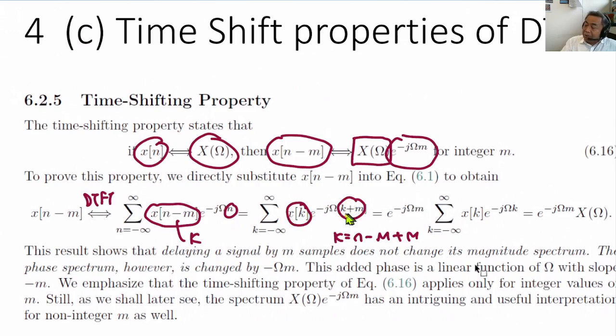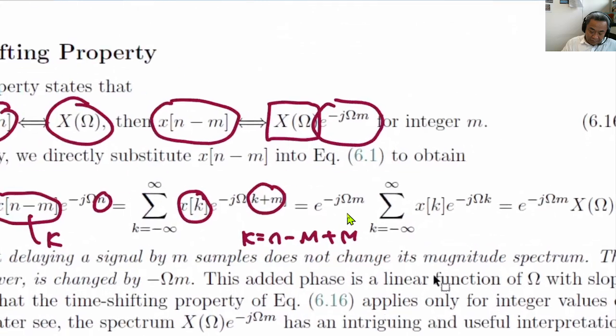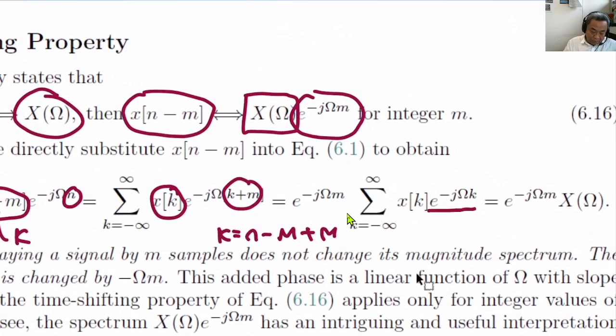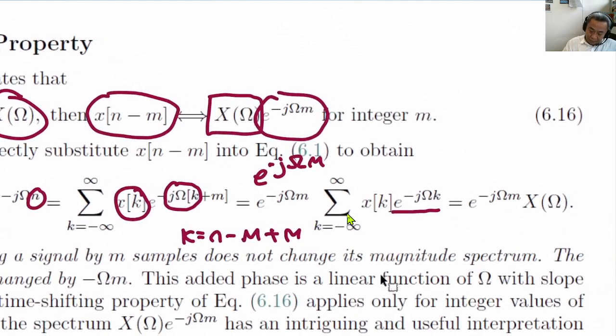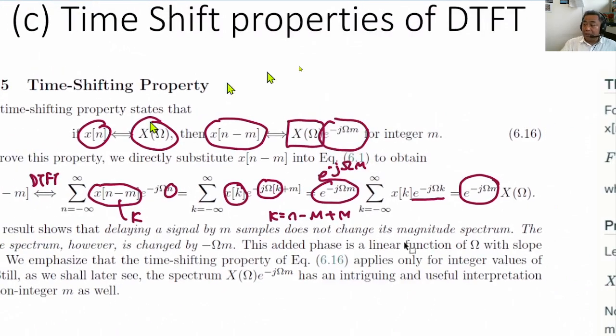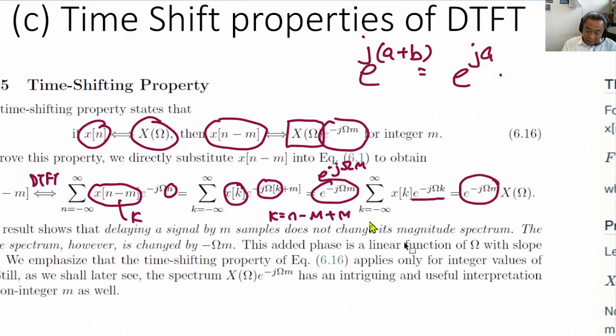So again, we can now break this exponential up quite easily, because we get e to the minus j omega k, which is this term over here, and we also have the term e to the minus j omega m, which we will bring outside. Okay, so the proof of the time shifting property is nothing but manipulating the index and recognizing that e to the j(A plus B) equals e to the jA times e to the jB.